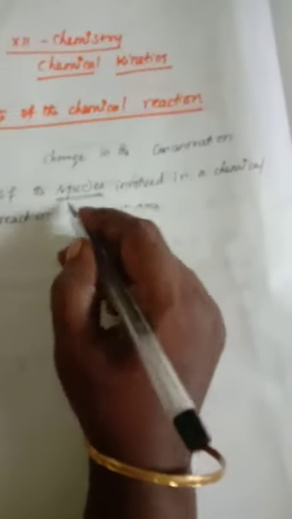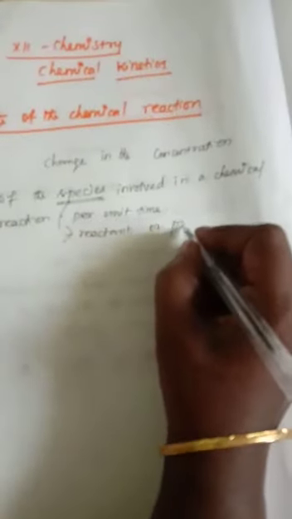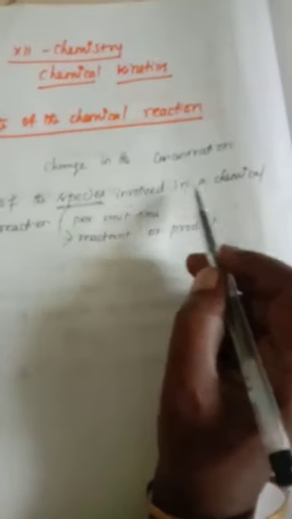Change in the concentration of the species. Species here may be in the form of reactant or product. Change in the concentration of the reactant involved in the chemical reaction per unit time, or change in the concentration of the product involved in the chemical reaction per unit time. So rate is defined as change in the concentration of the reactant species or product species with time, known as rate of the chemical reaction.